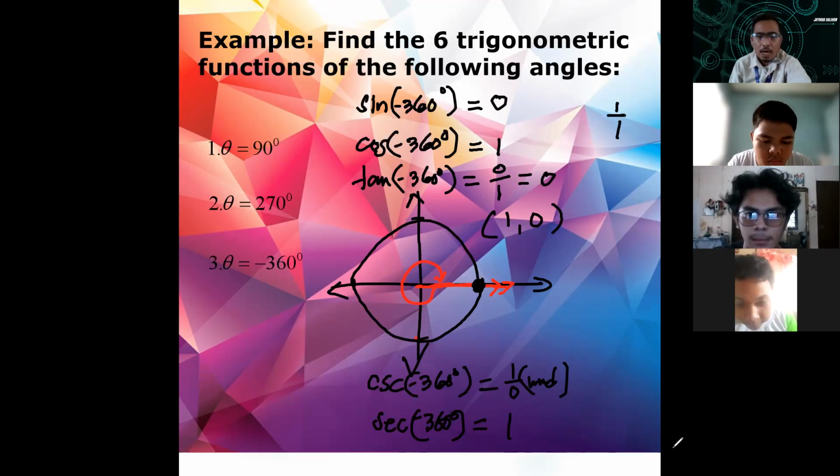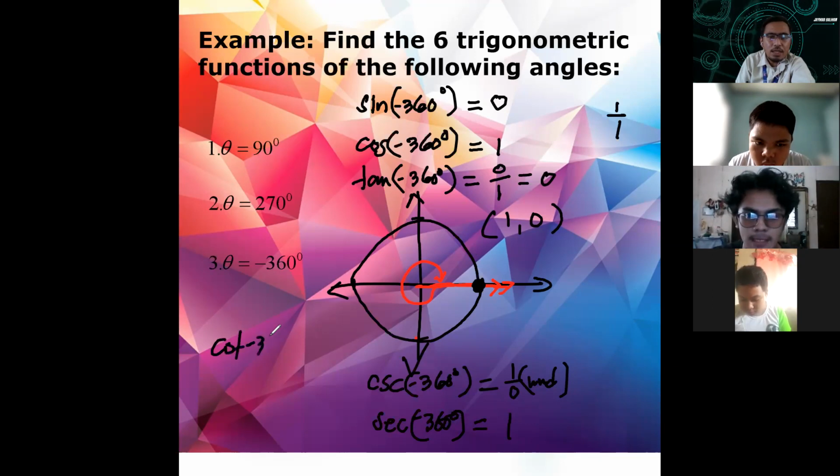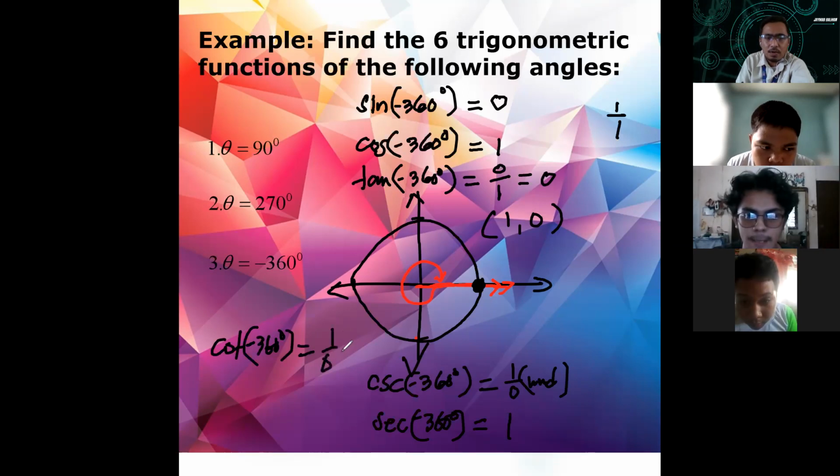Okay. How about for the cotangent? For the cotangent of negative 360 degrees, it is just the reciprocal of your tangent, and that is 1 over 0, or undefined. So the cotangent is undefined.